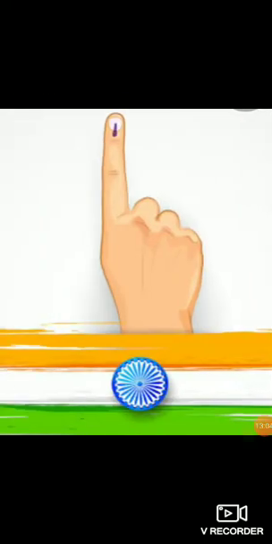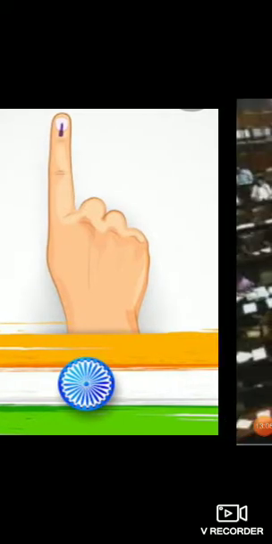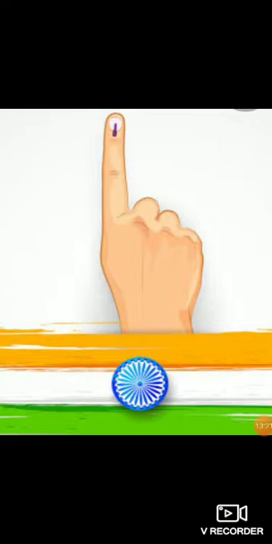Now, who are these people and where have they come from? They come from different political parties. Who are all these people sitting in the pictures? They are the members of the parliament who have come from different political parties. Now, how did they reach here? They reached here through election.